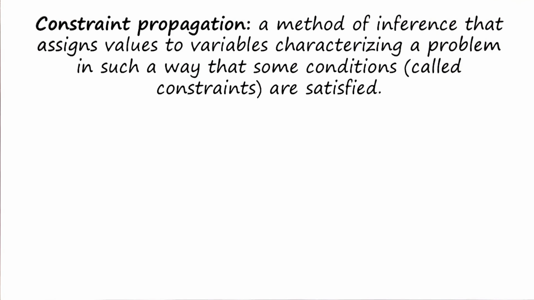Constraint propagation is a method of inference that assigns values to variables, characterizing a problem in such a way that some conditions are satisfied. So if you have any problem, that problem is going to be characterized by some variables, and the task is to give specific values to each variable in such a way that some global constraints are being satisfied. Problems are characterized by a set of variables. Each variable may locally take on some value. However, the question is, how can we locally assign values to variables in such a way that some global constraints are satisfied?